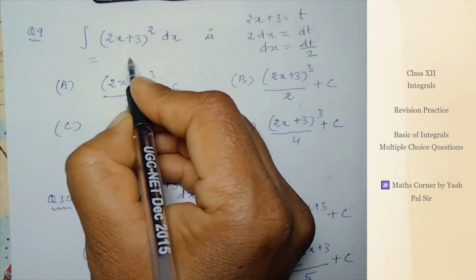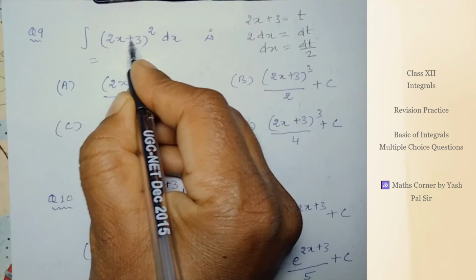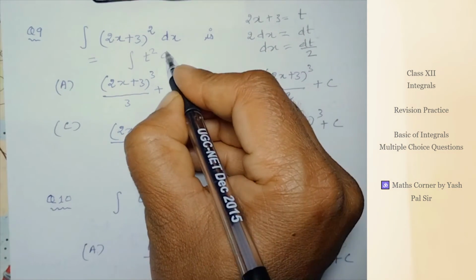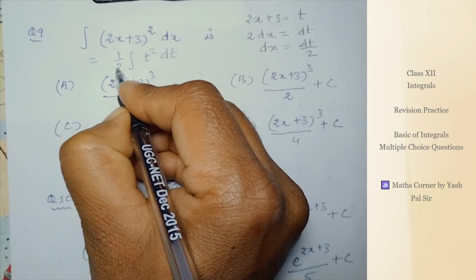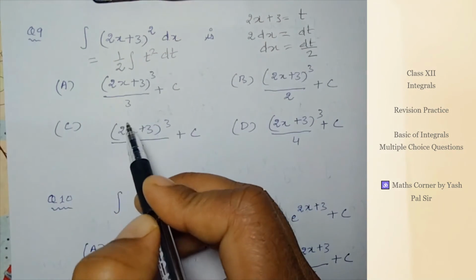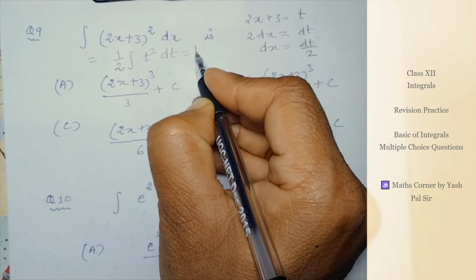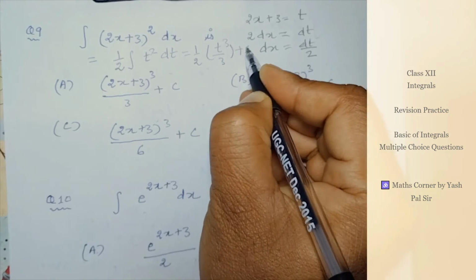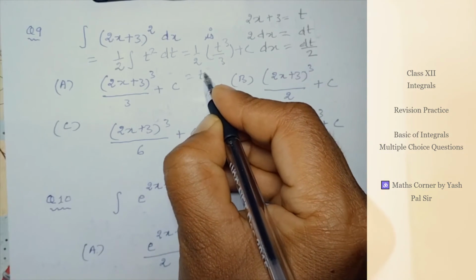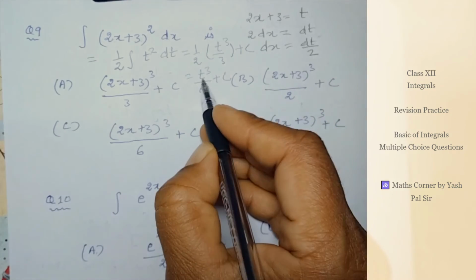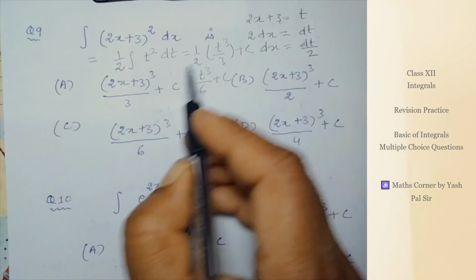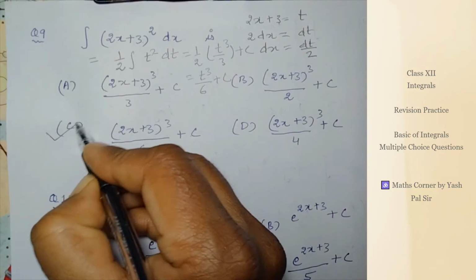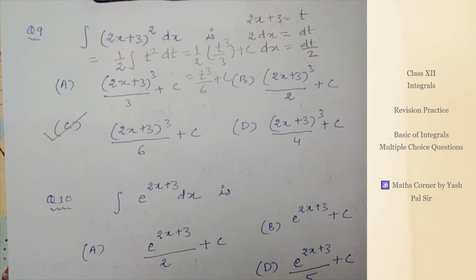So in this question we can write this as integration 2x plus 3 mean t square, and dx mean dt upon 2. Upon 2 we are writing here outside. Now t raised to power 2, integration is, 1 by 2 is outside, this becomes t power 3 upon 3 plus c. That is t raised to power 3 upon 6 plus c. What is t? This is 2x plus 3. 2x plus 3 whole raised to power 3 upon 6 plus c. Option number C is the right choice.